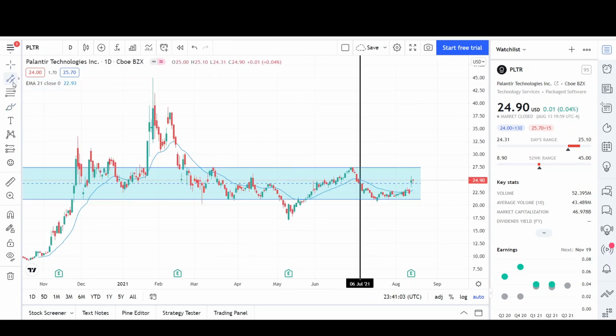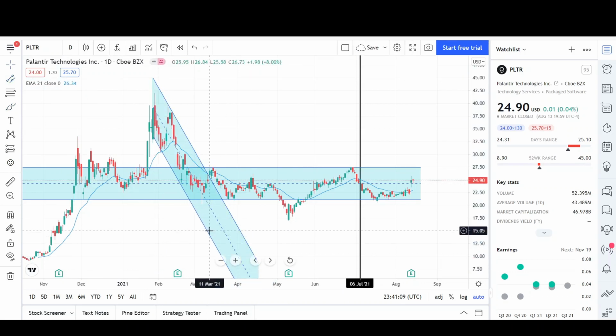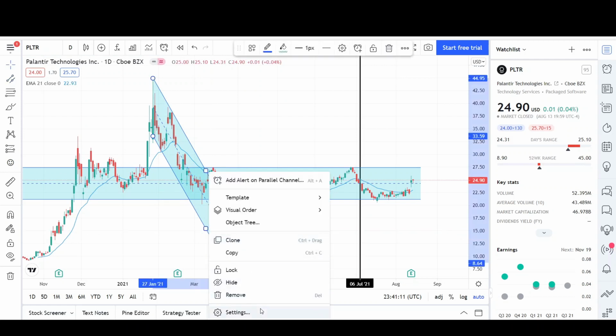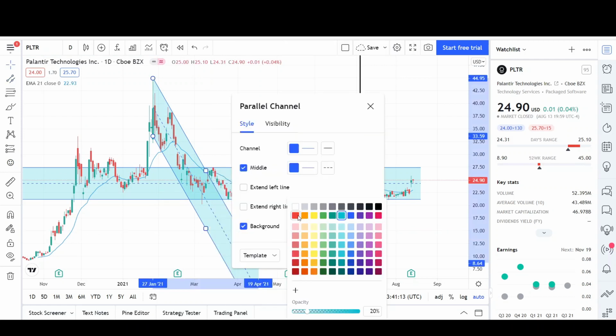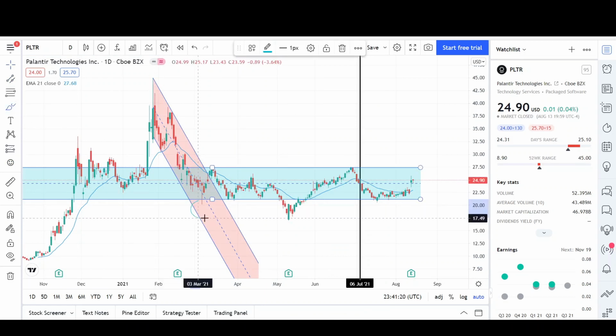So just real quick, I'm going to show you guys the prior downtrend channel that Palantir was inside of. Looks like it was once inside of this one right here. Go ahead and change the color for you guys. Let's just make it red. So inside of this red downtrend channel, and then price came up short right here. We couldn't touch the lower side of the channel, and then it led to a breakout side right here.